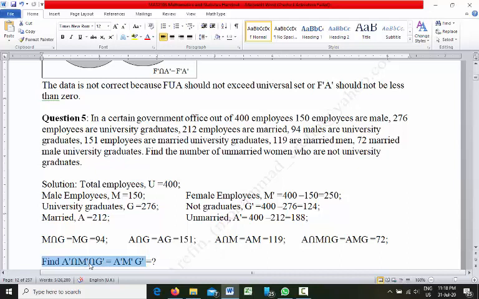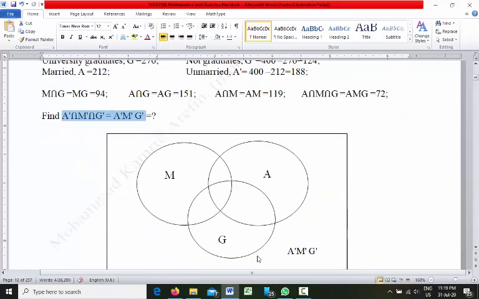So that means A prime intersection M prime intersection G prime. I'm saying again, find the number of unmarried, which is A prime, women, which is female, M prime, who are not university graduates, which is G prime. So we need to find A prime, M prime, G prime. That is the white portion.